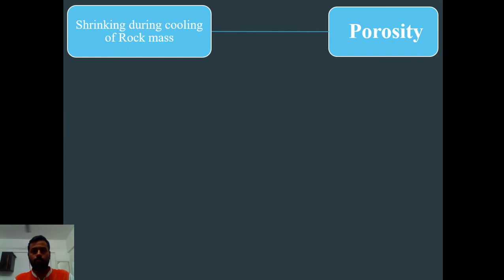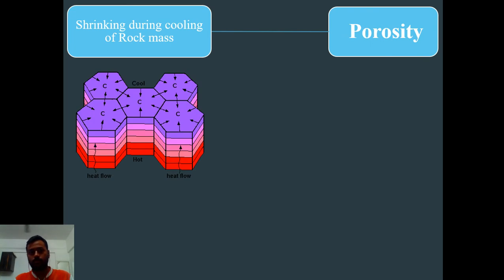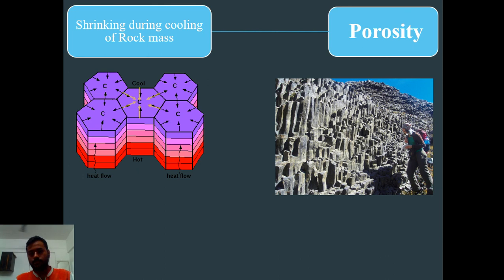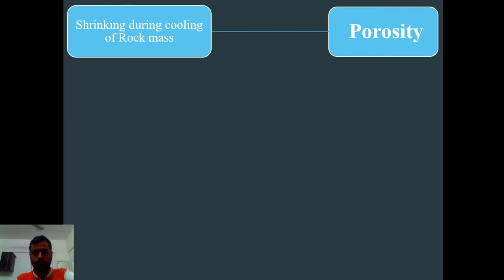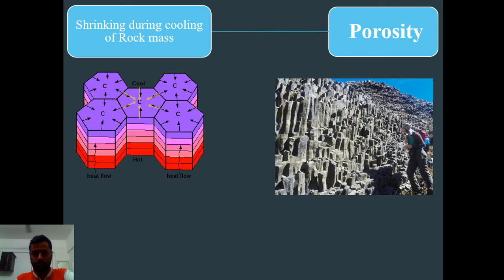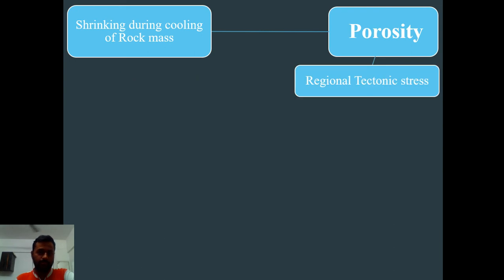Moving ahead, when there is cooling of the volcanic magma beneath the surface, we can have the formation of something called cooling joints. An example is columnar joints. Here is the image. This will also create porosity, the vertical sets of joints. It will also help water to travel.